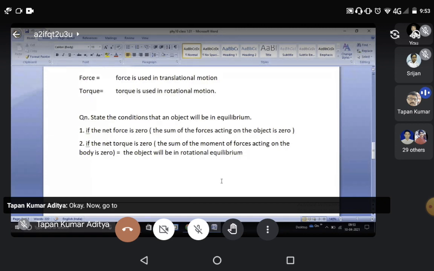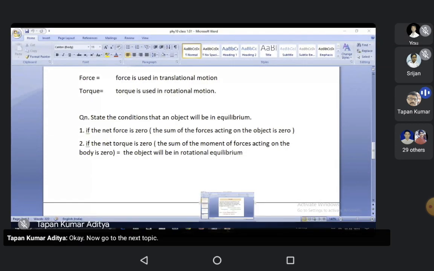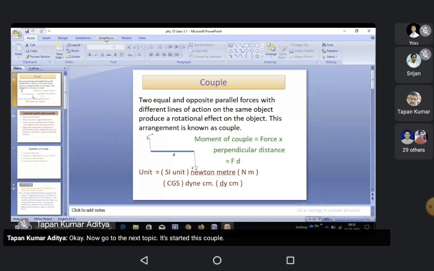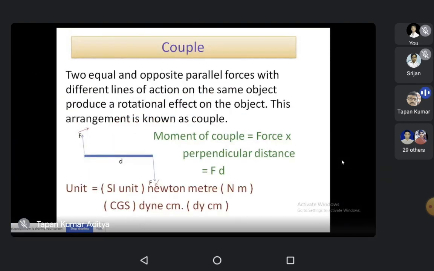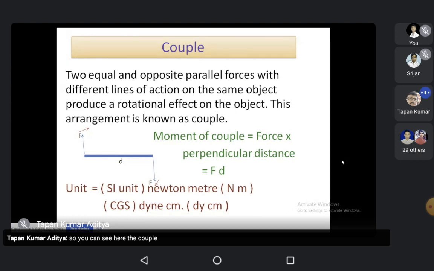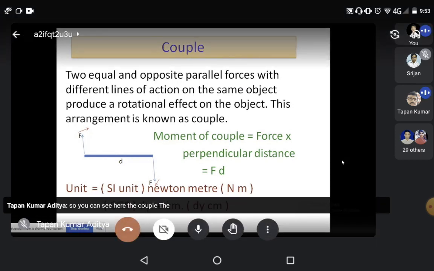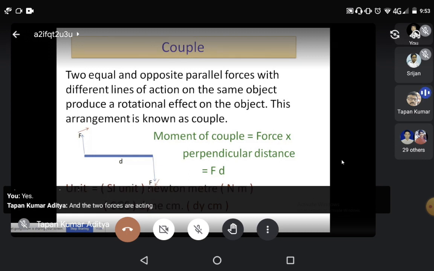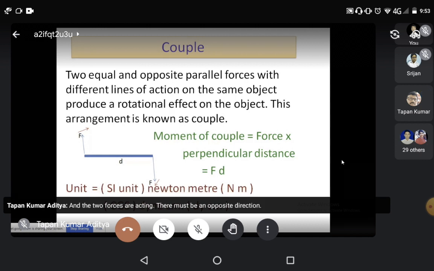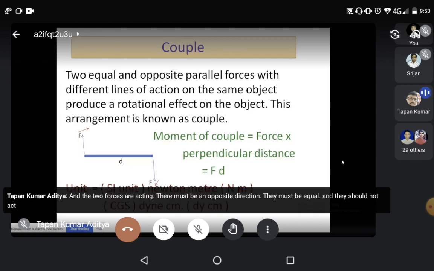Okay. Now go to the next topic. Yesterday I started this couple. You can see here the couple, the bar, and the two forces are acting. They must be in opposite direction, they must be equal, and they should not act on the same line.